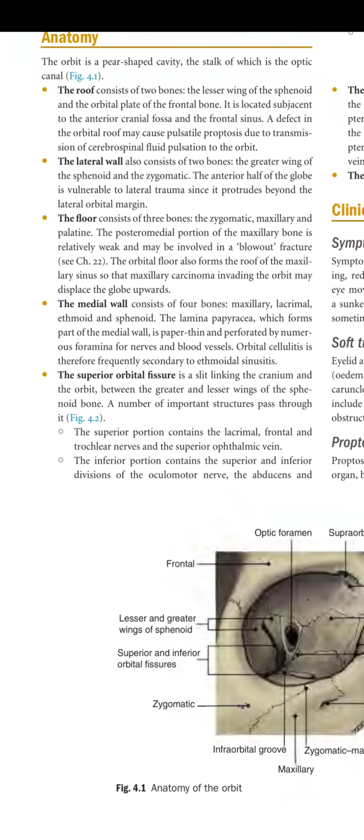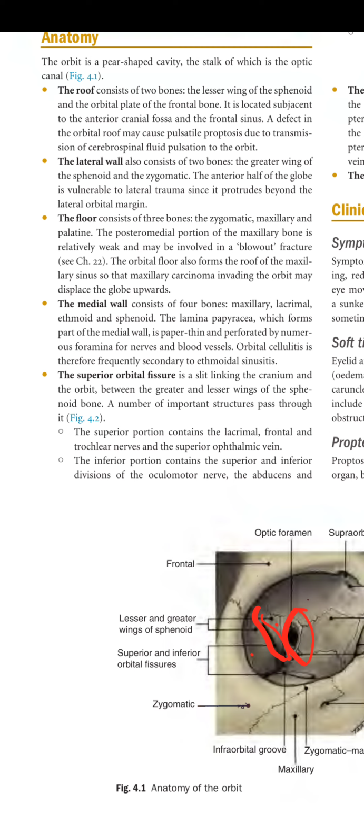The superior orbital fissure is a slit linking the cranium and the orbit between the greater wing of the sphenoid and the lesser wing of the sphenoid. A number of important structures pass through it. So, look at this picture and you will identify the superior orbital fissure, which is between the greater and the lesser wing of sphenoid, and between them is the optic canal.